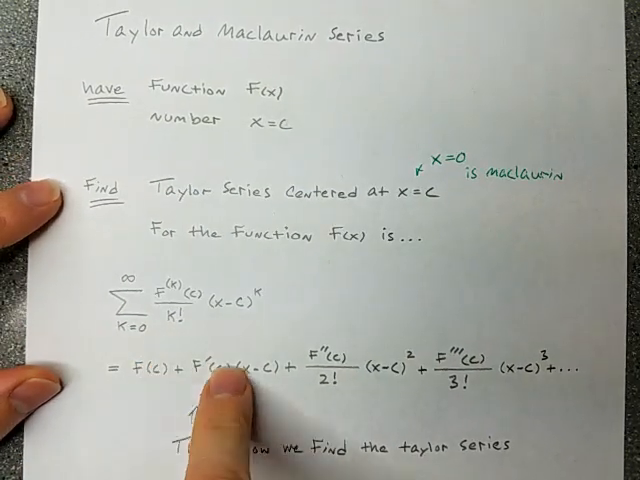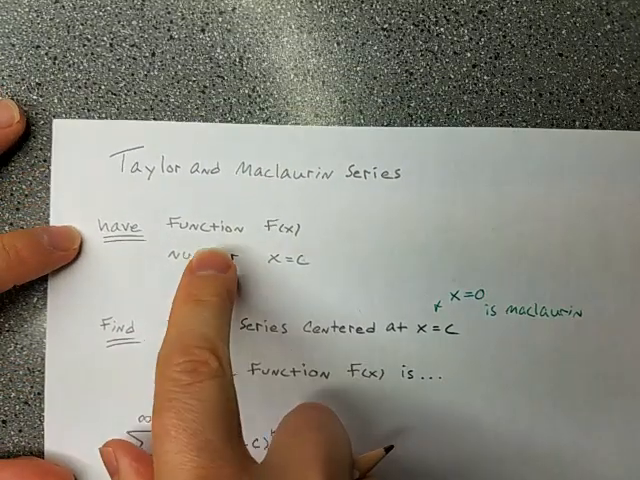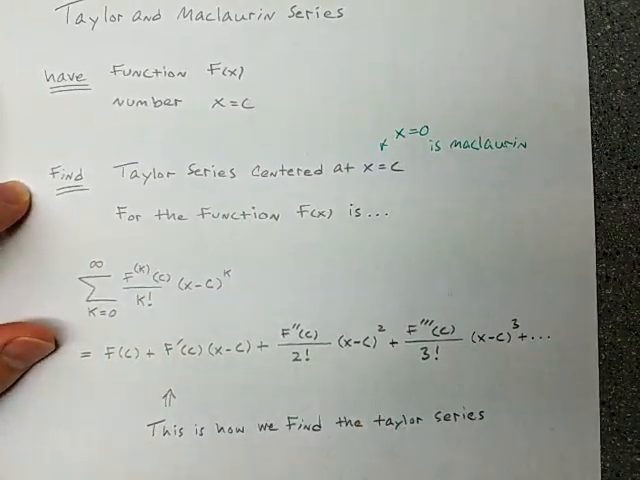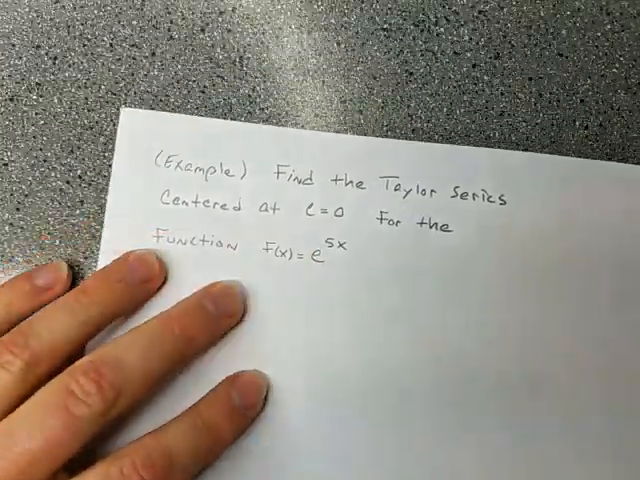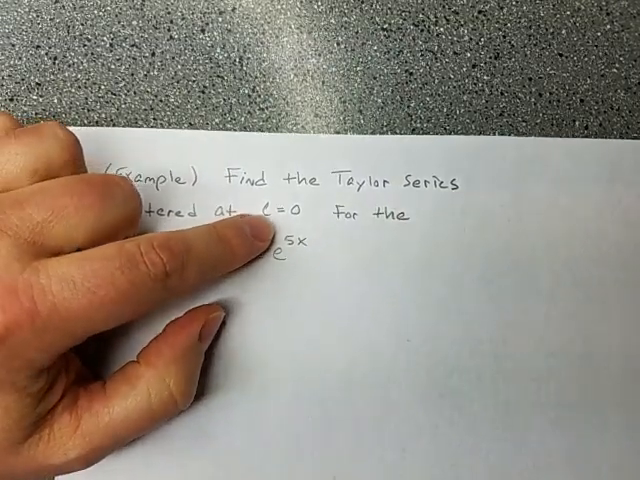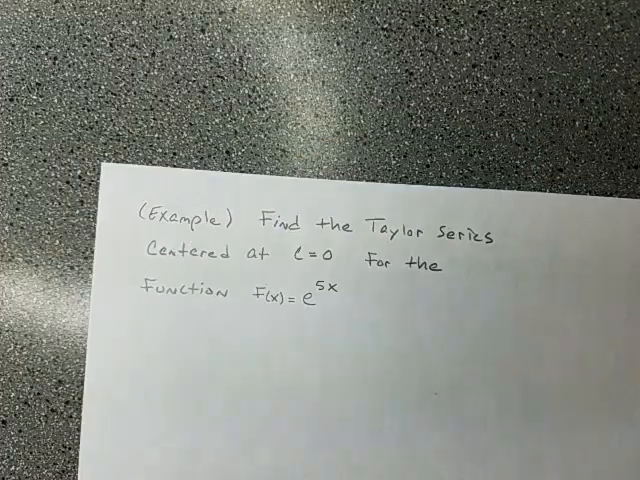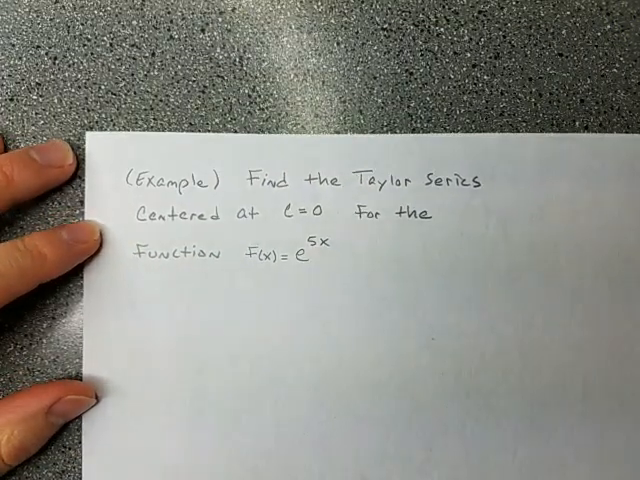Now, let's just see that we can do this. Let's just see that if we're given a function and a number, that we can formulate that right there. Let's start with that, okay? All right, so here's one. It says, find the Taylor series centered at 0. And I guess that could also be called the Maclaurin series, but that's just terminology. For the function f of x is e to the 5x power.